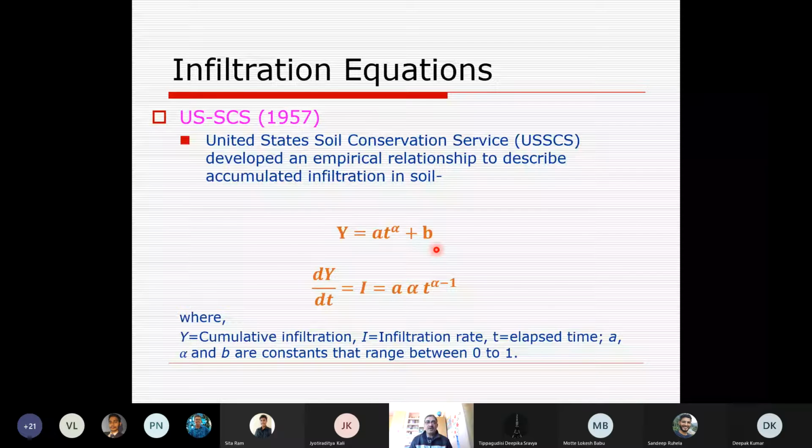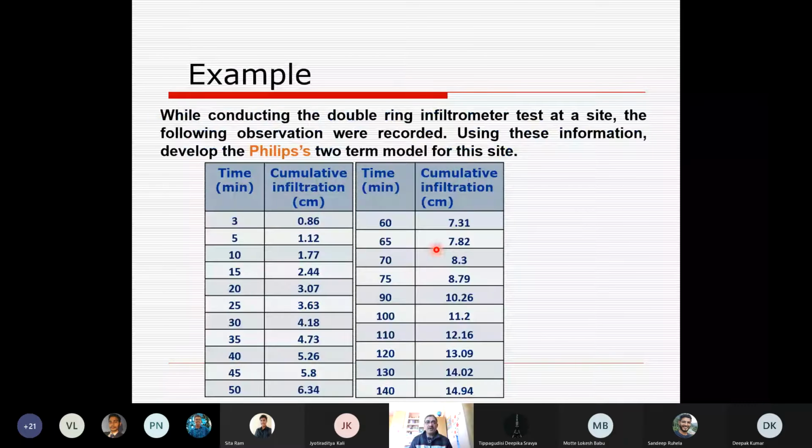because you have observations for our field or farm. You can fit these equations to those observations. I have given you data for 180 minutes, 3 hours. You can fit these equations. But this is just an example to help you understand how these equations are used or fitted for a particular soil condition, so that we know the parametric values for the rest of the calculations later on. So this is just one example.